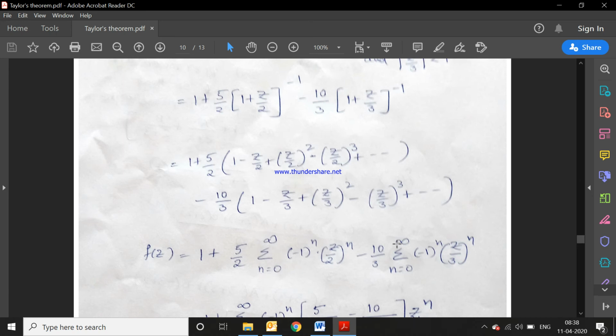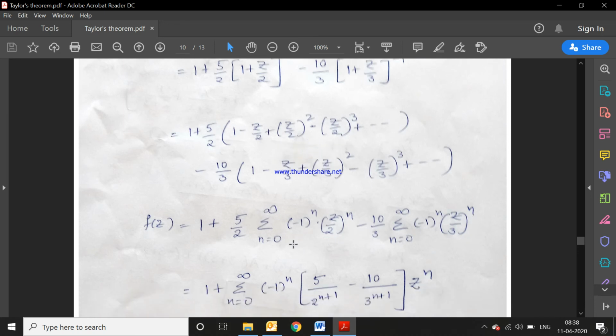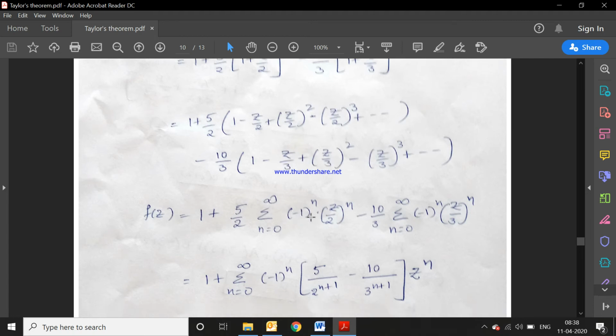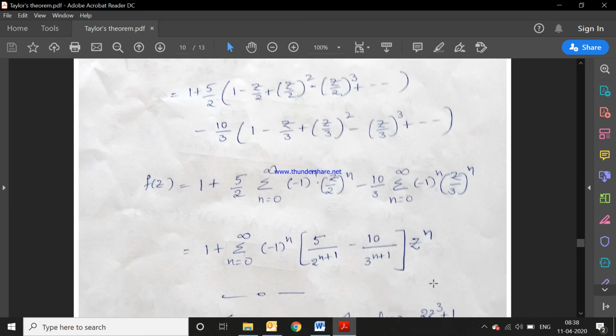The second term is also the same, n is equal to 0 to infinity. It is an alternating series, so that's why (-1) power n, (z/3) whole power n. So here the summation n is equal to 0 to infinity is common, and (-1) power n is also a common term. So we take these two common and write 5 by 2 power n into 2 power n plus 1, minus 10 by 3 power n into 3 power n plus 1. z power n is also common, outside. This is the Taylor series expansion in the summation form.